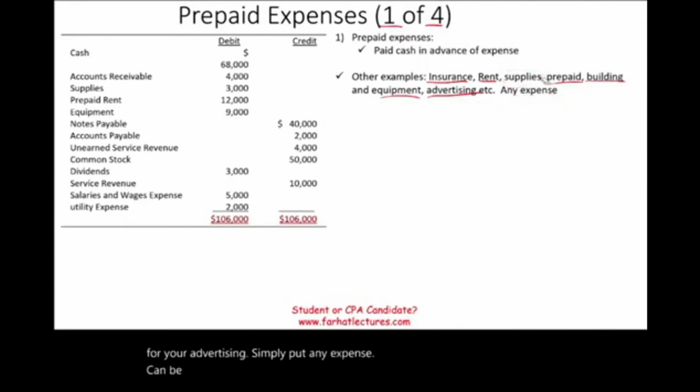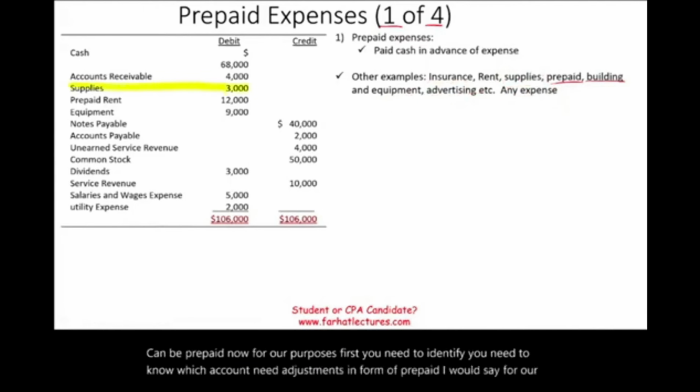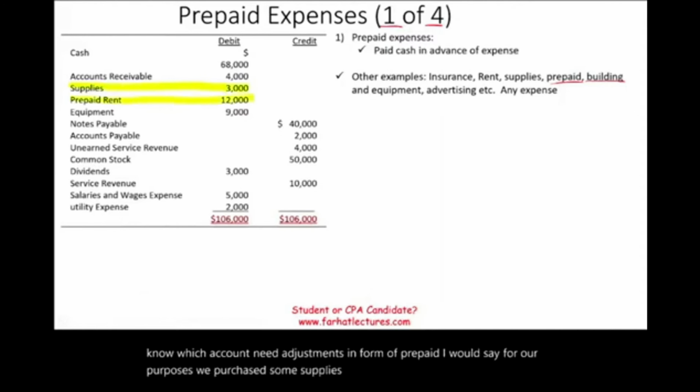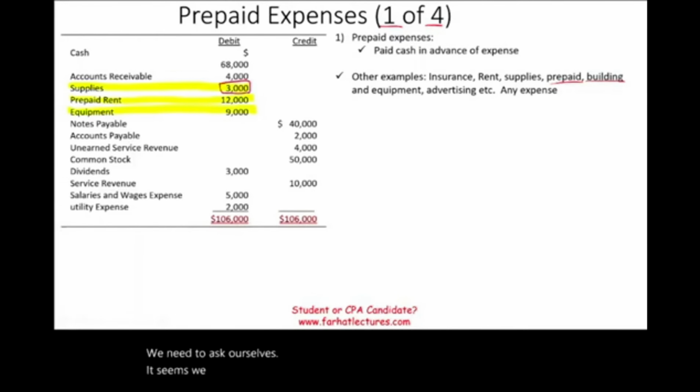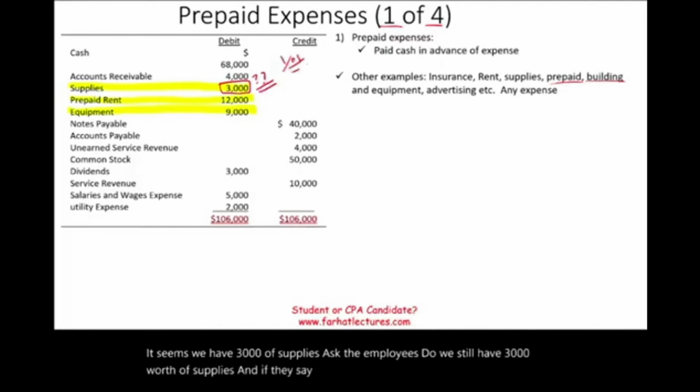Now, for our purposes, first you need to know which accounts need adjustments in the form of prepaid. For our purposes, we purchased some supplies, we purchased prepaid rent, and we have equipment. In the real world, we need to ask ourselves, it seems we have 3,000 of supplies. Ask the employees, do we still have 3,000 worth of supplies? If they say yes, we still have 3,000 worth of supplies, no adjustment is needed. If our trial balance shows 3,000, then we have 3,000.